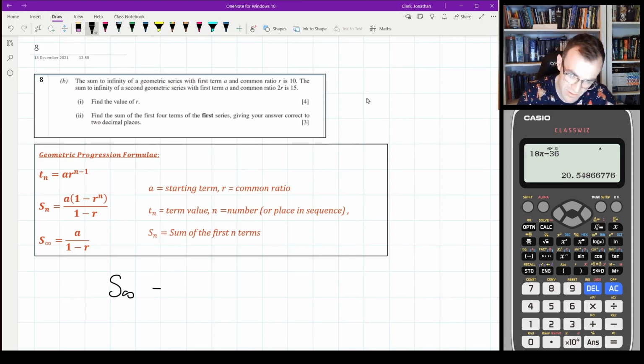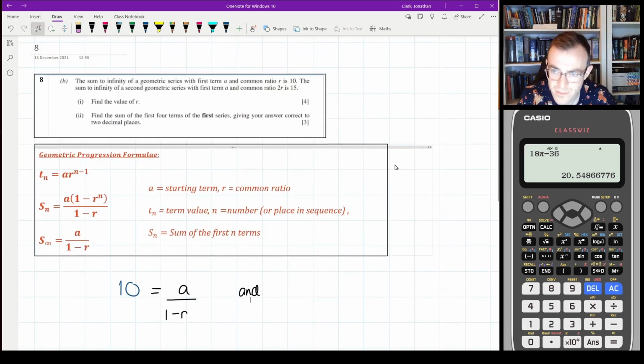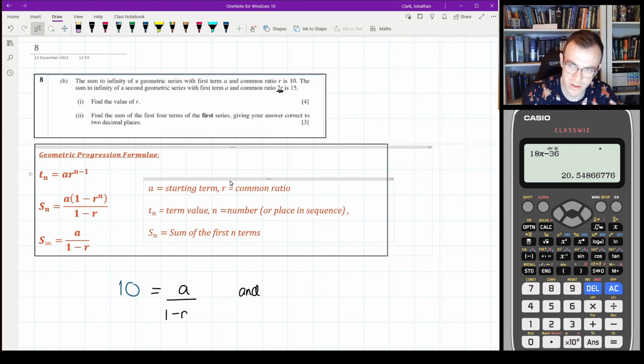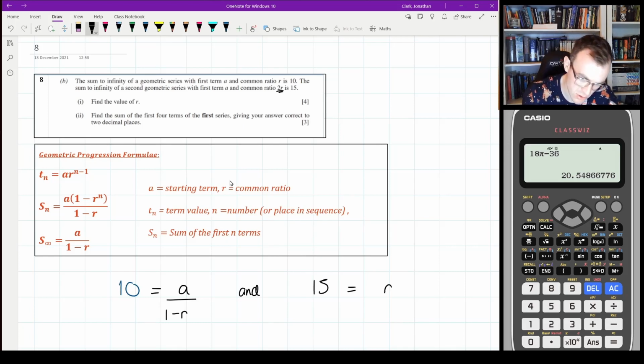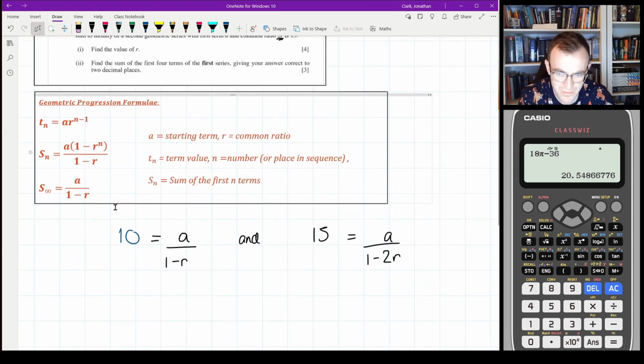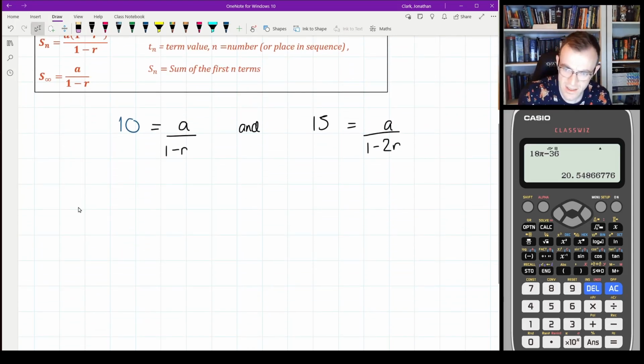So the sum to infinity for the first one, the ratio was r, the starting term was a, that was 10. So I'm going to chuck a 10 over here. That was the first thing they told me. And the other one was, if I write the statement again, but I use 2r for the ratio, it's going to work out as 15 instead. So I'll just write that down. Okay, cool. I have to find the value of r. That's what the question's asking me to do. How am I going to do that? I'll take both of these denominators up. I don't like these being down here.